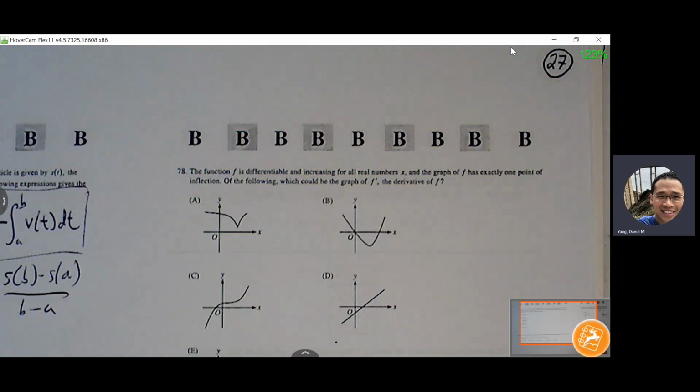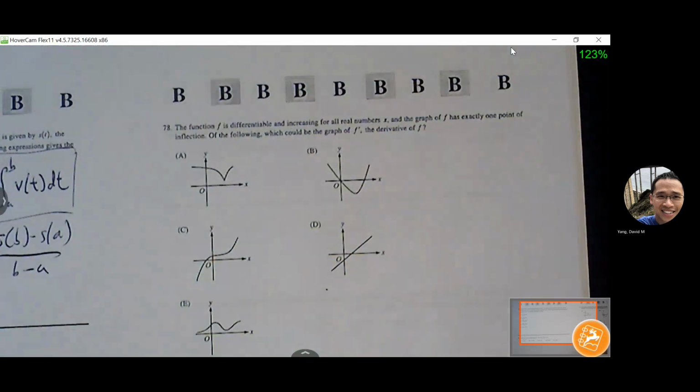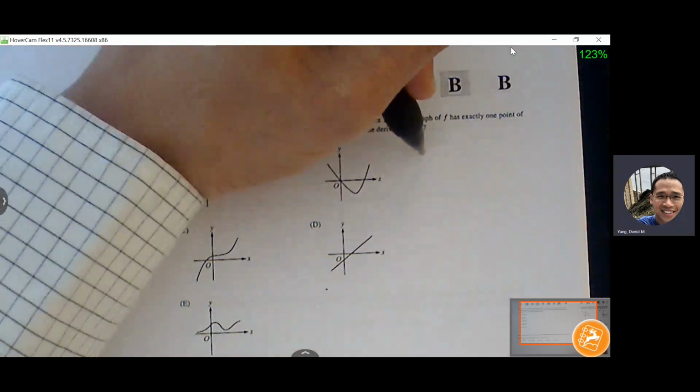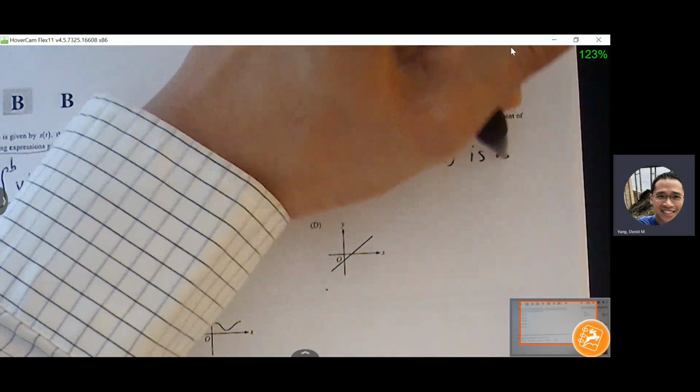Okay, function f is differentiable and increasing for all real numbers x, and the graph of f has exactly 1 point of inflection. For the following, which could be the graph of f prime, the derivative of f? So if our function is always increasing, that means our f prime graph is above the x-axis.